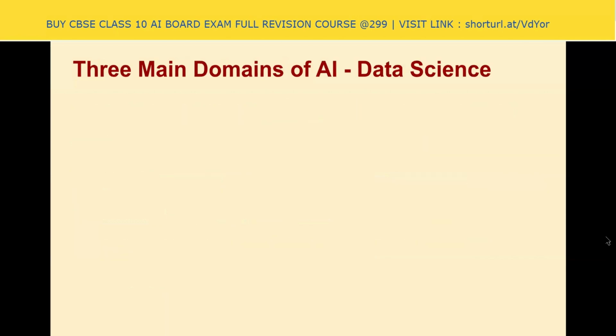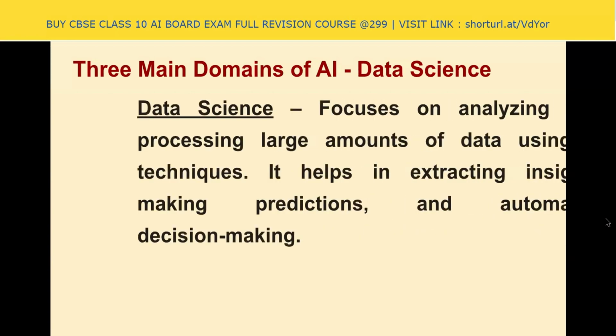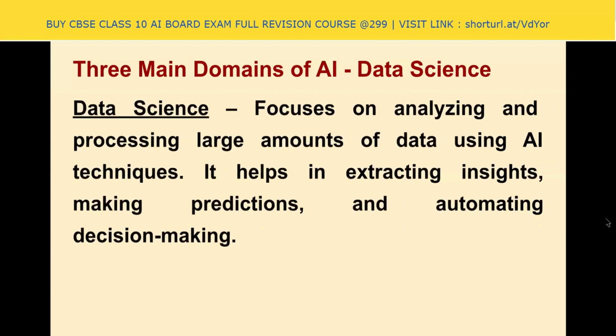So the next one is the three main domains of AI. The three main domains of AI, basically, one is data science. Now, what do we mean by data science? Where do we apply this data science? Where are the applications of this data science?